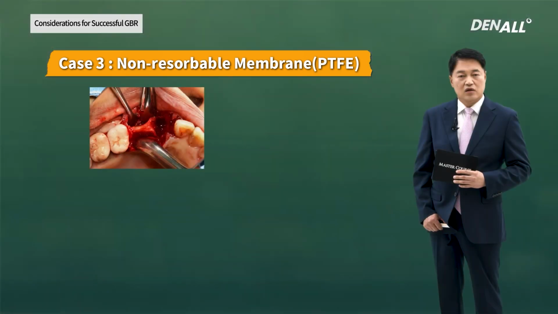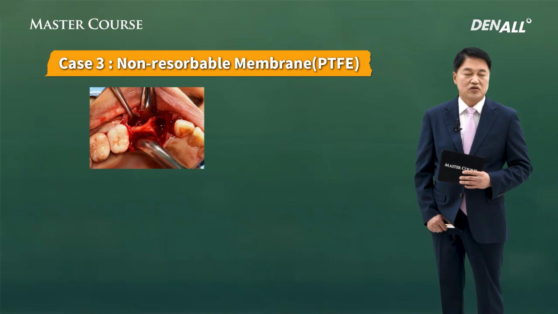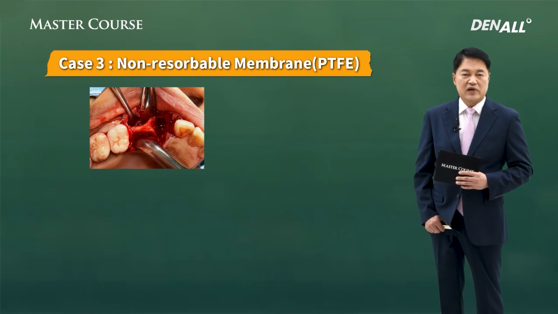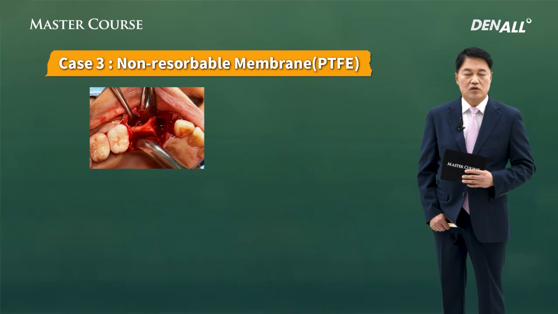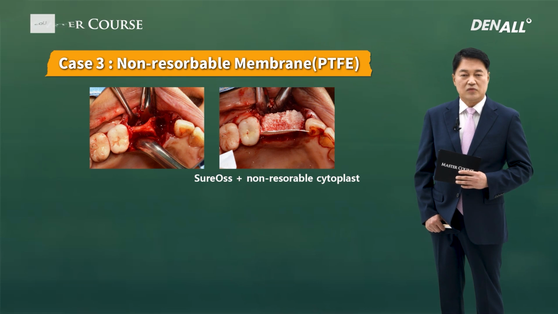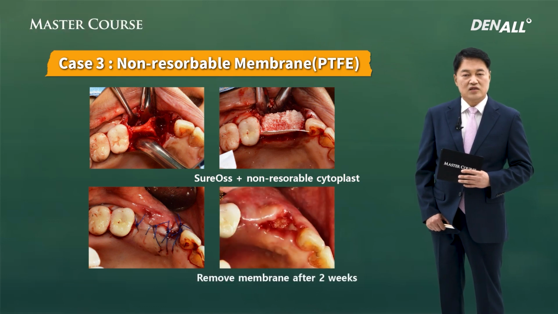After extraction, flap was reflected. As you can see, there was very thin bone. There was a lot of bone resorption, so implant placement was very difficult. In number 14 and 15, ridge augmentation was done. And in number 13, where the tooth was extracted, socket preservation was planned. First, I used allograft bone, and on top, non-resorbable cytoplast membrane was used. Suture was done. Membrane was removed 2 weeks later.